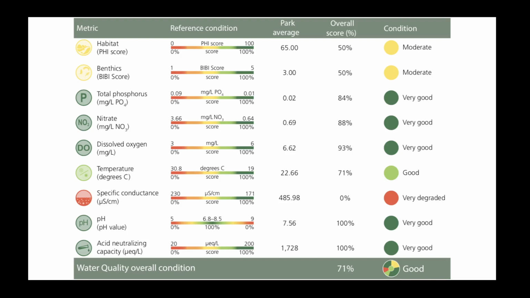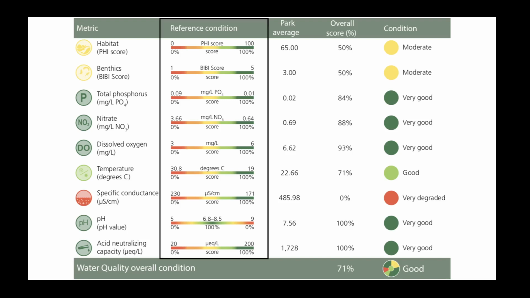This slide shows a table listing the 9 water quality indicators, along with columns called reference condition, park average, overall score, and condition. I will step through this table to understand how indicators are scored. We've selected a reference condition from the scientific literature for each indicator, which is the target condition we compare park data to understand if the condition is acceptable or degraded and unacceptable.